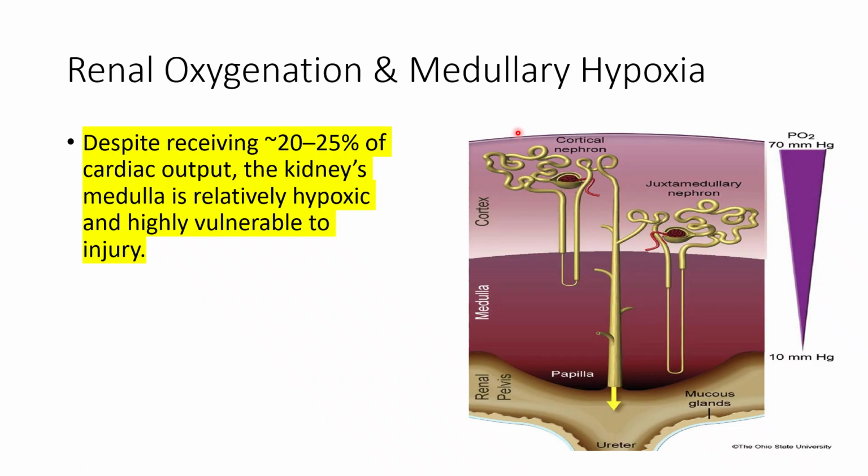Now the thing is that the kidney receives 20 to 25% of cardiac output. Basically, if the cardiac output is 5 liters, the kidney will receive 1 liter of blood. But despite that, the kidney works in a hypoxic environment. The reason is, you see, the PO2 at the cortex is 70 millimeters of mercury and it reduces down to 10 millimeters of mercury. And this is the part, the juxtamedullary nephron and its loop, which is a highly metabolic part, so it requires a high amount of oxygen. That is the issue: even a minor change in oxygen levels can lead to damage to the kidney because they require a high amount of oxygen and are already working on a compromised value of oxygen.